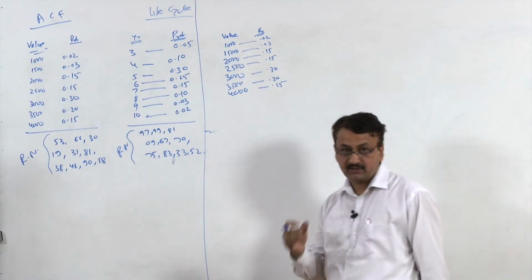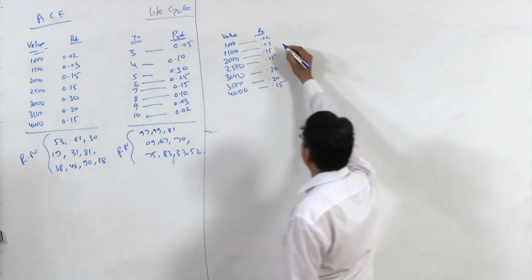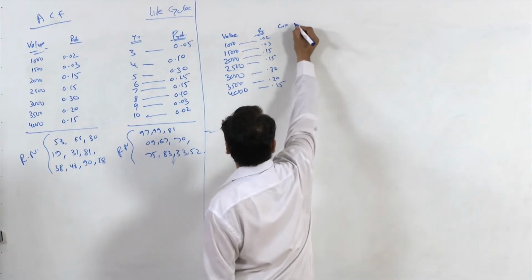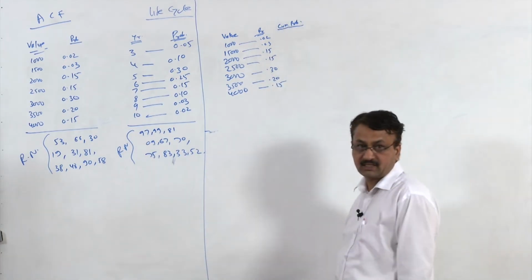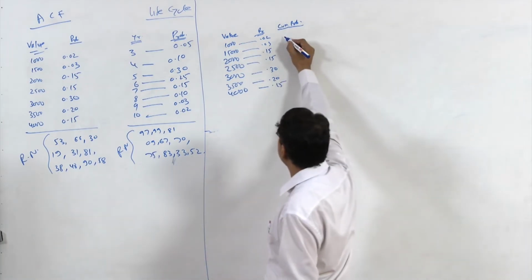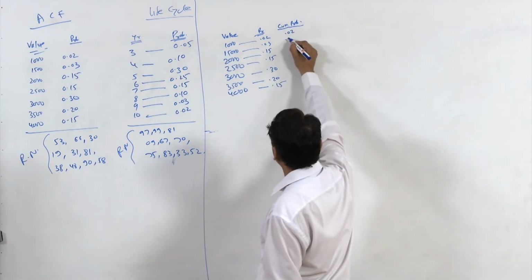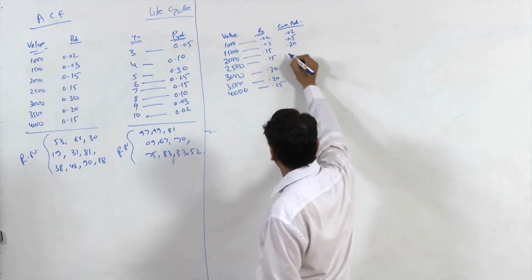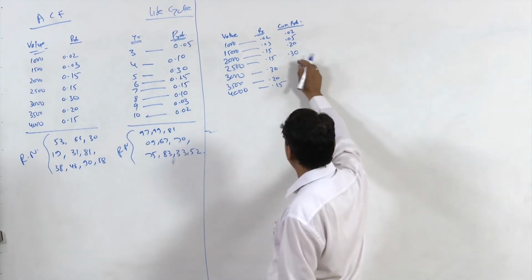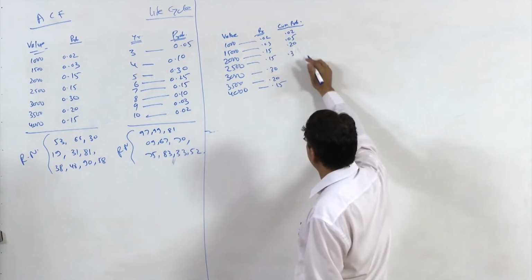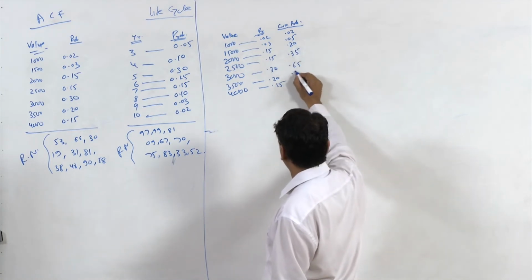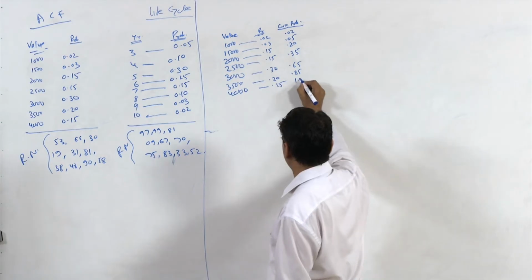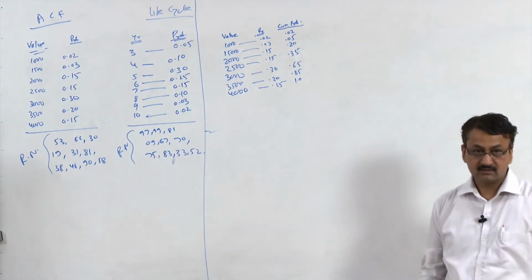So first of all, calculate cumulative probabilities. Cumulative probabilities, right? So how to find out cumulative probabilities? 0.02, 0.05, 0.20, 0.30, right? It's 0.35, right? 0.65, 0.85 and this is 1.0, right.